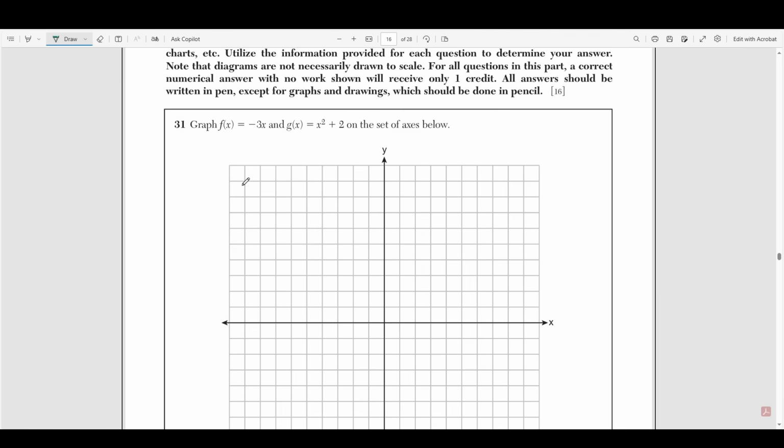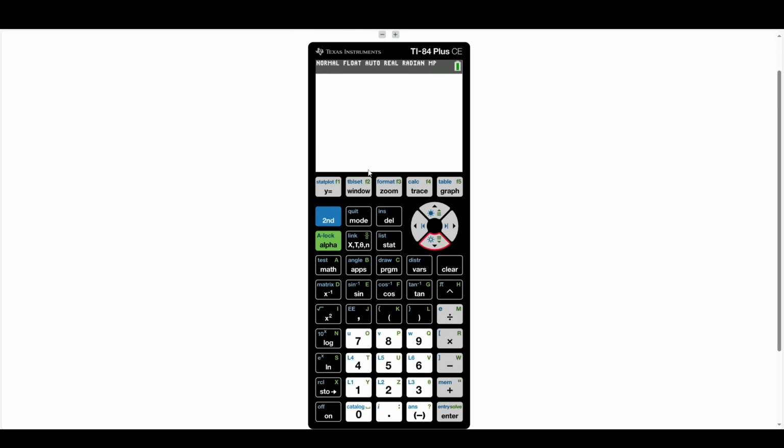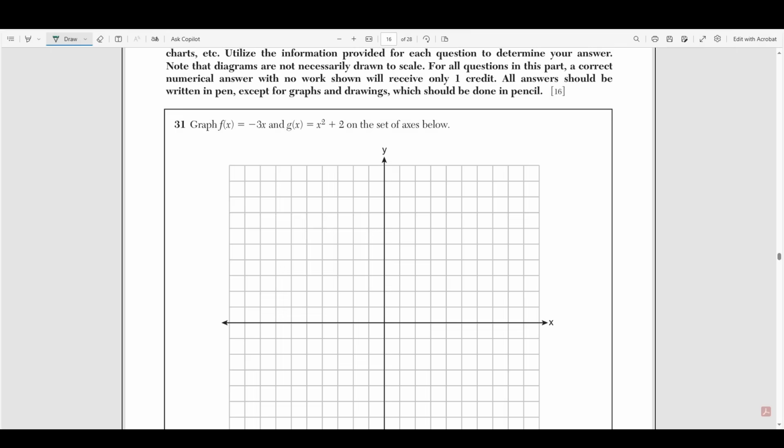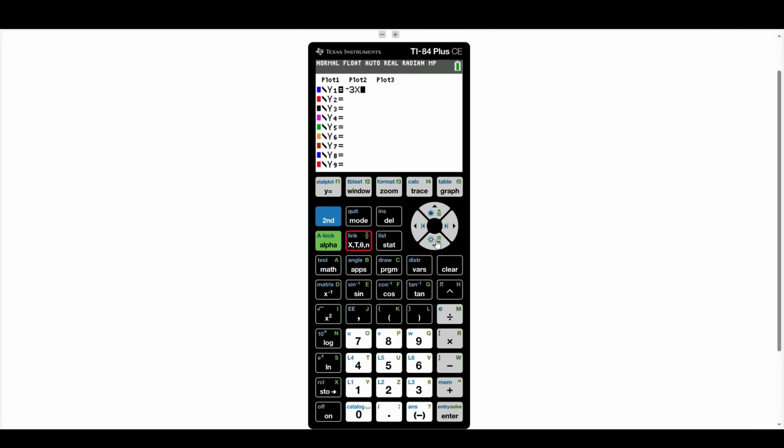All right, part 3, it says graph f of x is equal to negative 3x and g of x is equal to x squared plus 2 on the set of axes below. So what we can do here is we can go into our calculator and plot these 2 functions out. So here we have negative 3x, and over here we have x squared plus 2. All right, now when we hit graph, we can get a table view of all the points.